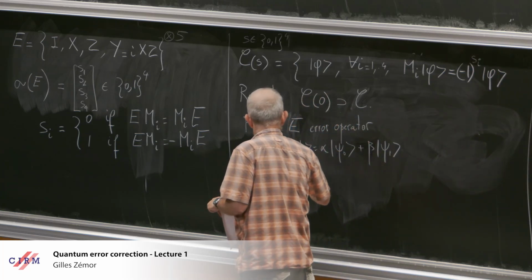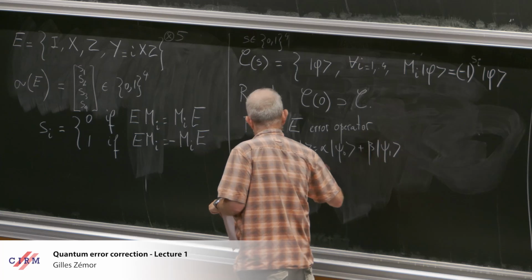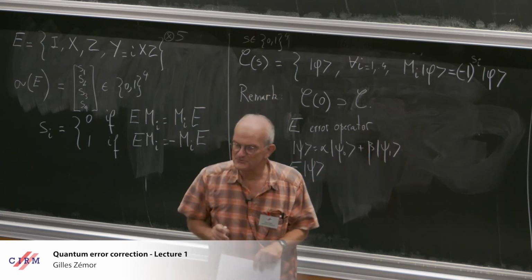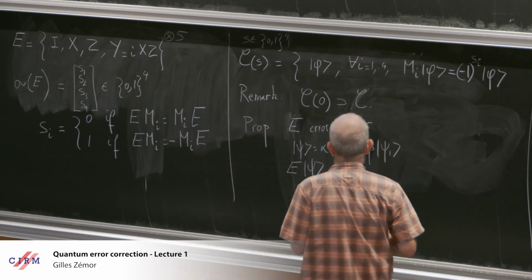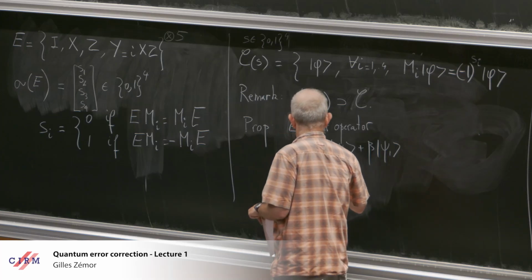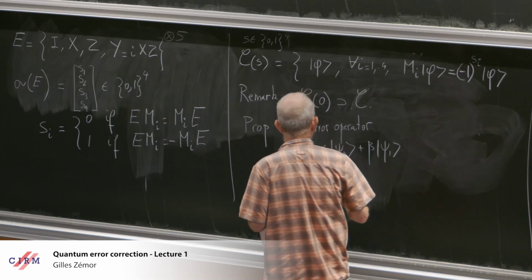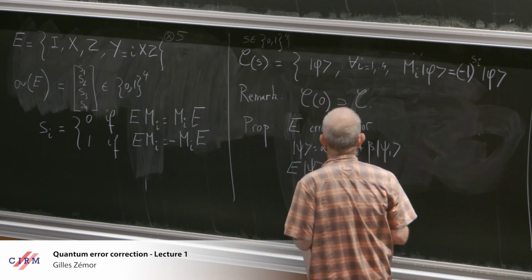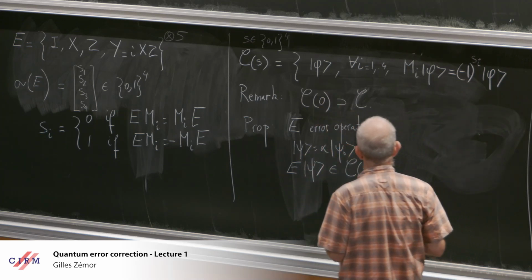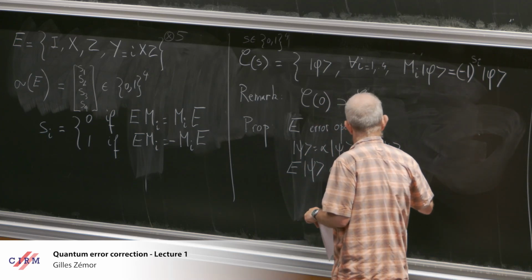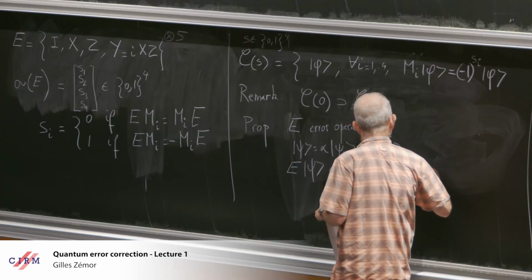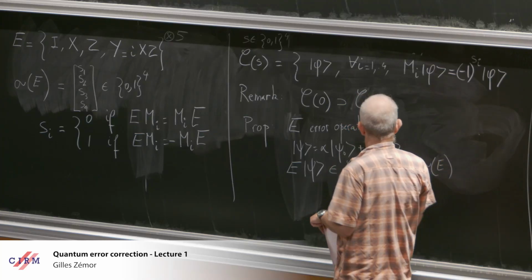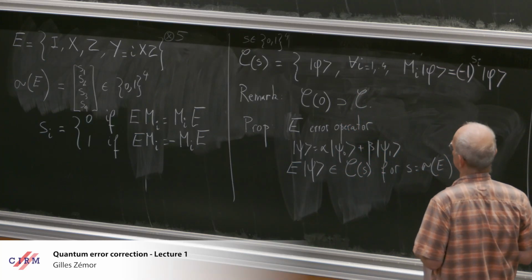then what happens to E times psi? Well, it belongs to the subspace C_S for S equal to the syndrome of the error E.